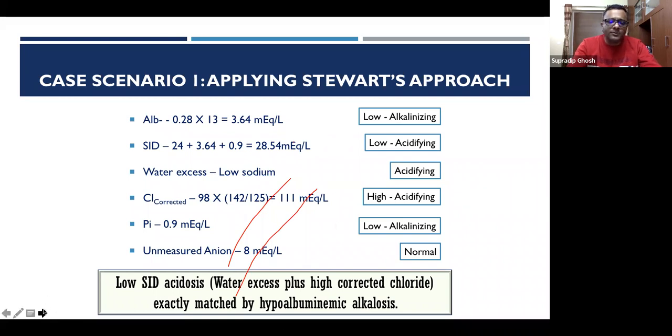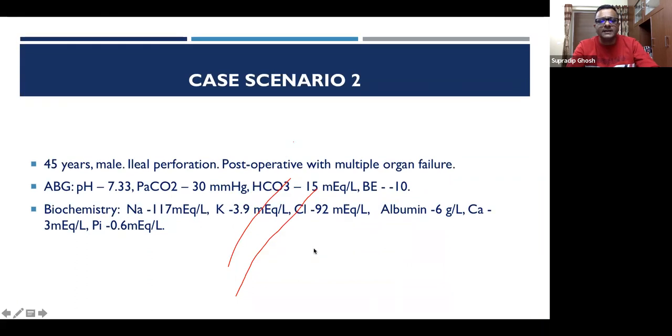Now coming to one more simple case, again, it's all my patients. A 45-year-old male, ileal perforation, post-operative with multiple organ failure. Let's see the ABG. ABG showed a pH of 7.33, PaCO2 of 30, bicarbonate was 15, and base excess of -10. Here, even Siggaard-Andersen is picking up there is some problem. Siggaard-Andersen is telling us that base excess is -10, that this patient has got a metabolic acidosis.